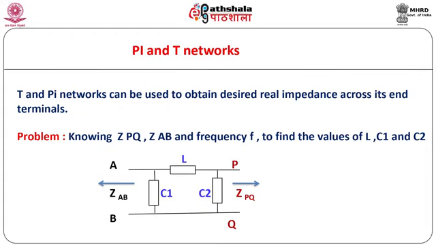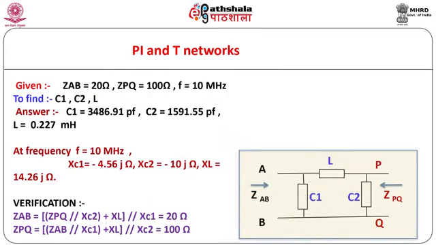Here it is expected to find the values of L, C1 and C2, which will result in the desired values of impedances across its terminals AB and PQ. Use of many online sources available on the internet can be made for computing the values of the network components. For example, let us suppose that we wish to have ZAB equal to 20 ohm and ZPQ equal to 100 ohm at frequency f equal to 10 megahertz.